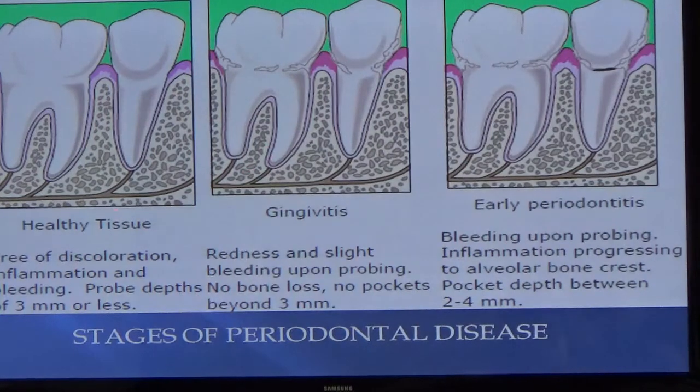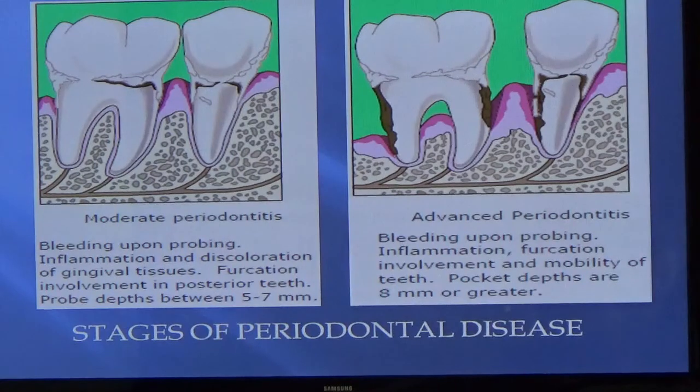So healthy tissues, 3 millimeters or less. Gingivitis, redness and slight bleeding upon probing, no pockets beyond 3. Early periodontitis, bleeding upon probing, inflammation progressing to alveolar bone crest, 2 to 4. Moderate is 5 to 7 with some discoloration of the tissue, and some furcation you're starting to feel. And advanced is above 8 with definite furcation, mobility and bad breath.